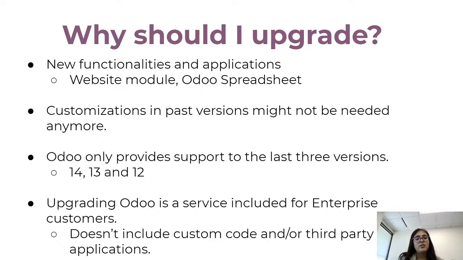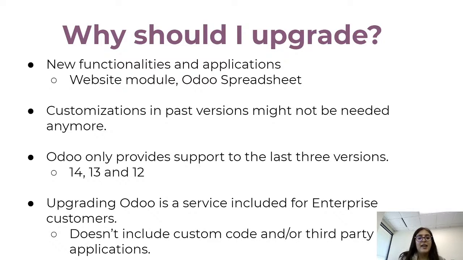Another reason is that Odoo only provides support to the last three versions. This means that at the moment we're only supporting version 12, 13, and 14. And the reason for this is because as time passes, less people are knowledgeable on older versions and the specifics of those versions. And for that reason, we limit our assistance to the last three versions of Odoo. And this means that, for example, if you're on version 11 at the moment and you submit a question in our support ticketing system, we might or might not be able to answer that question for you.